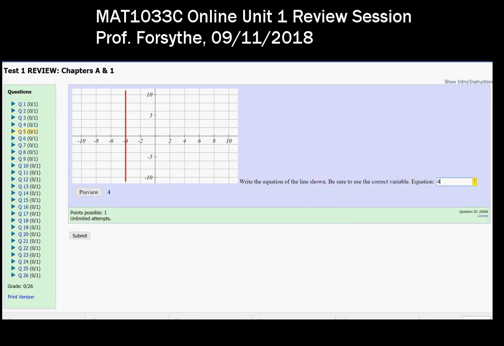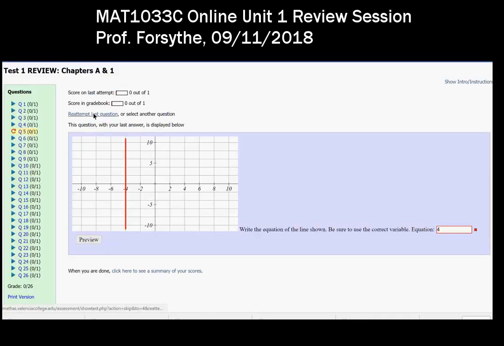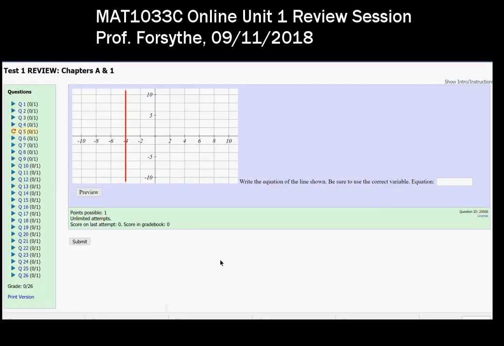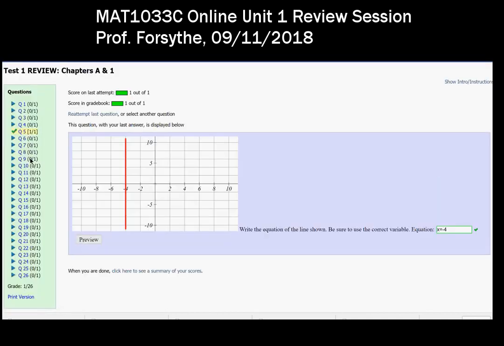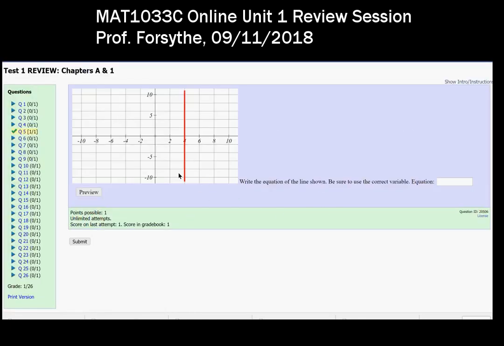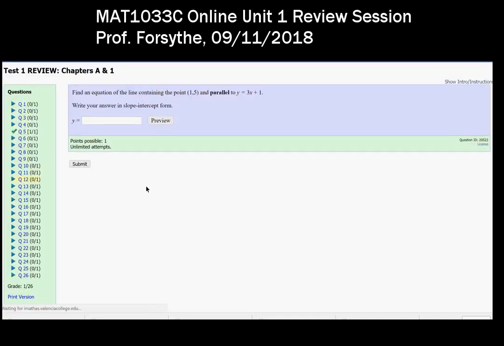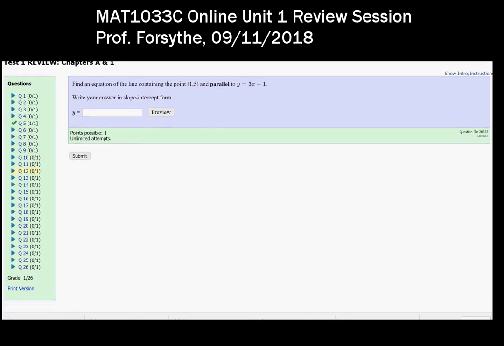Now you have unlimited attempts. Let's say I put the wrong answer here and say submit. I can reattempt the question. It'll give me another version. Let's see. This is what x equals -4. And you can still do it again if you want, but it's going to remember that you got that answer right. But you can skip around and take your time with it. It's recording your answers.